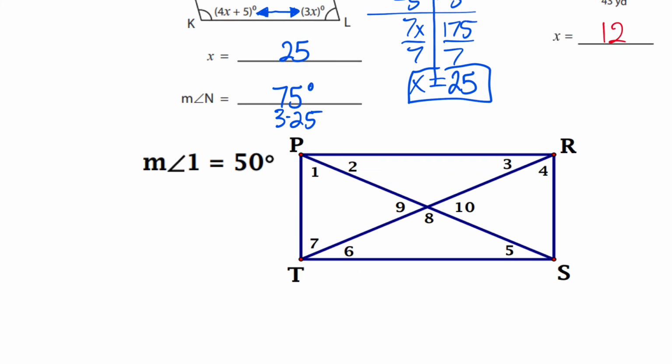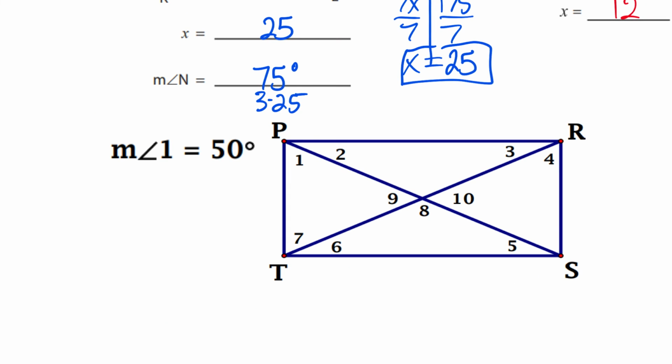Okay, the last one is a rectangle, and it says angle 1 is 50. So angle 1 is 50. Now, since this is a rectangle, what do I know about this whole angle P right here? Yeah, this whole angle together is a 90-degree angle. Remember, in a rectangle, the angles are always 90. So this angle is 50. How big is this angle going to be if this whole thing is 90? It's got to be 40 because 50 plus 40 is 90.